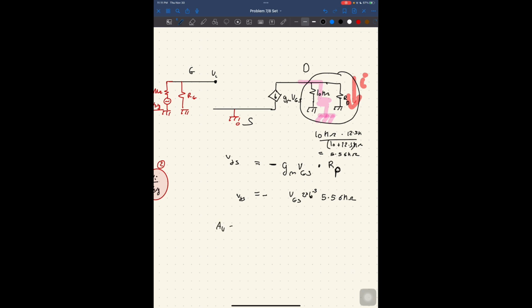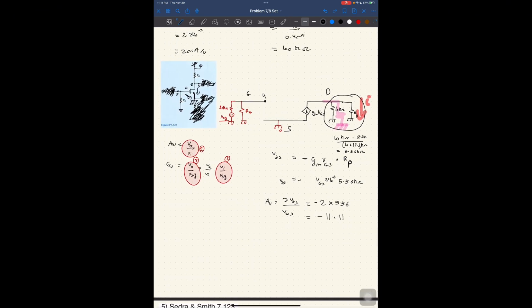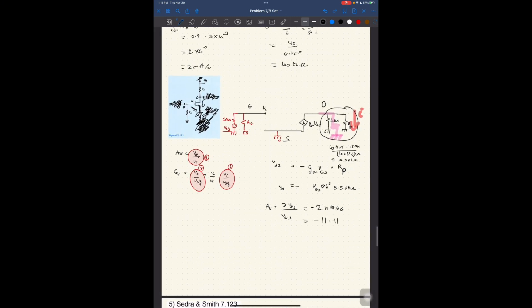And AV is equal to VDS with respect to VGS, which means I can just get away with saying 2 times 5.56, which means it's going to be about 11, I'd say. Let's see, the math says minus 11.11. So this is my VO over VI. I finished step 1 successfully.